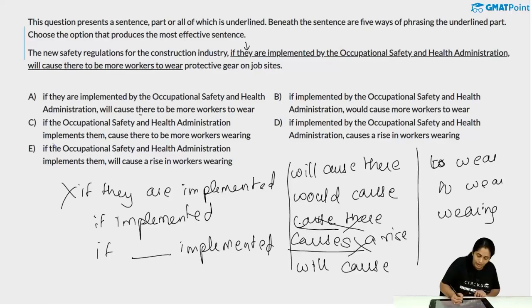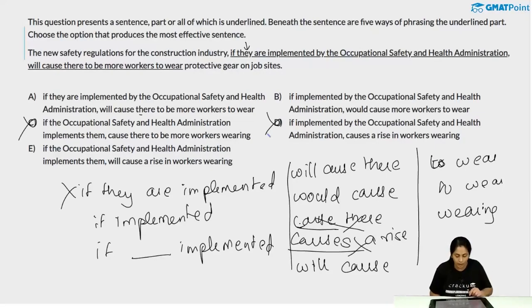So "this cause there to be more workers wearing" is incorrect, and "causes to be" is incorrect, because whenever you have a hypothetical situation, where if this happens then that happens, you have to use would cause, will cause or can cause to indicate that this is a hypothetical statement construction. So I can eliminate options C and D directly.